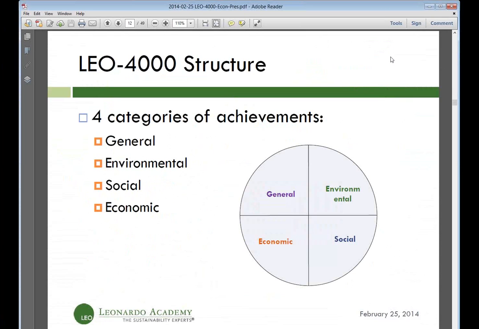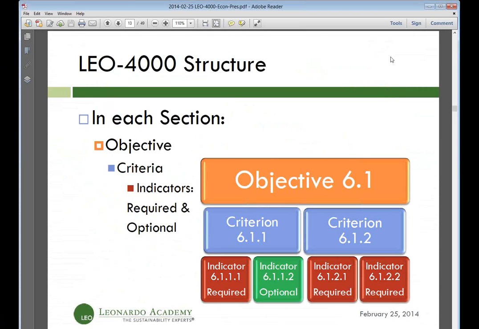Basic structure of LEO-4000: there are 4 categories of achievement. General sets the overall stage for sustainable actions in the production area. And then it addresses environmental, economic, and social as well. Drilling down a little bit, the way the standard is structured is there are objectives, which are things that the standard is hoping to drive achievement of, and then criteria, which are subcategories of the objectives, and then indicators, which are specific indicators as to the achievement of the various criteria.